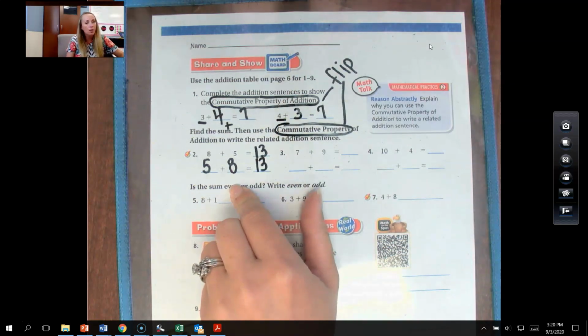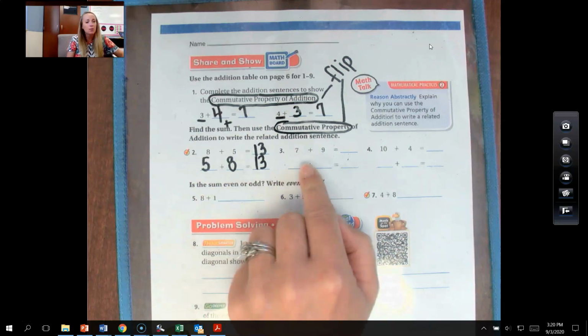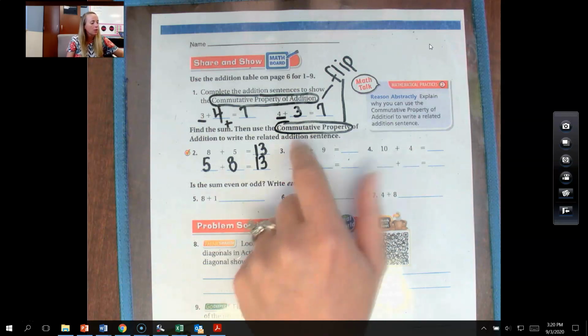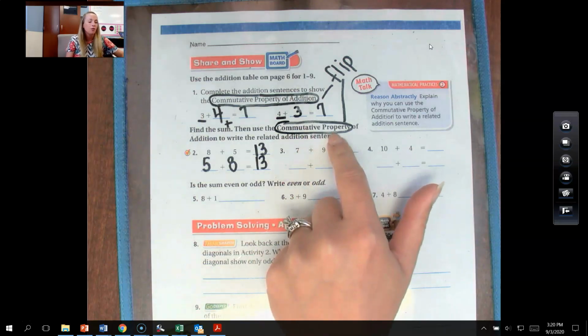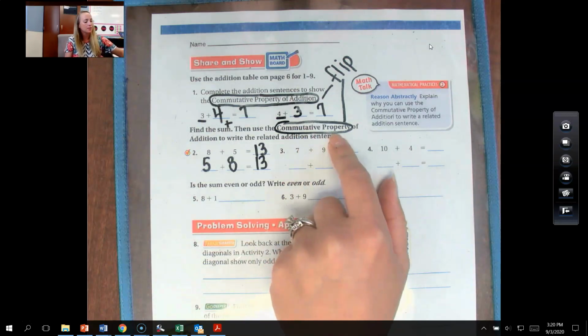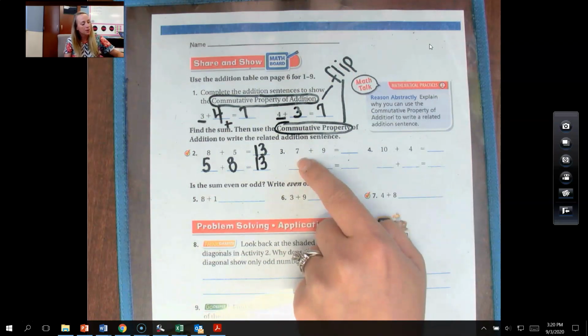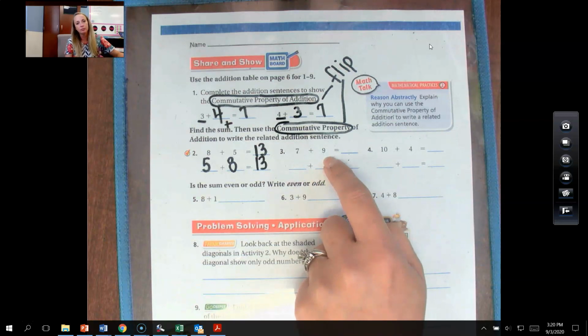Now, what am I going to do next? I'm going to move on to number 3. It is the same direction, the commutative property. The commutative property means to flip-flop your answer. What is 7 plus 9? If you know what 7 plus 9 is, you will write that in now.